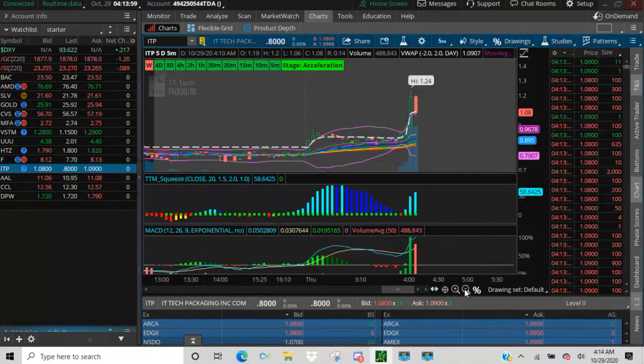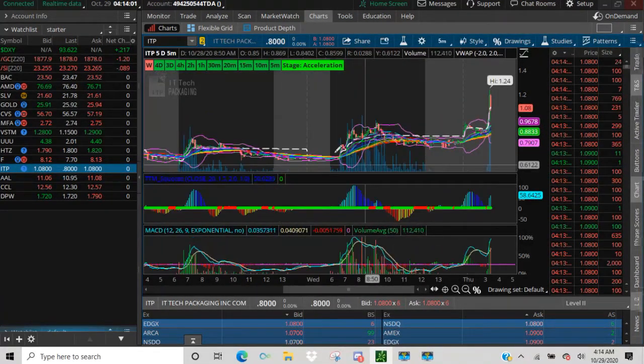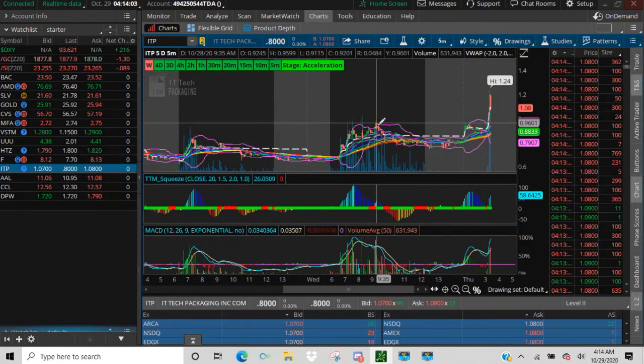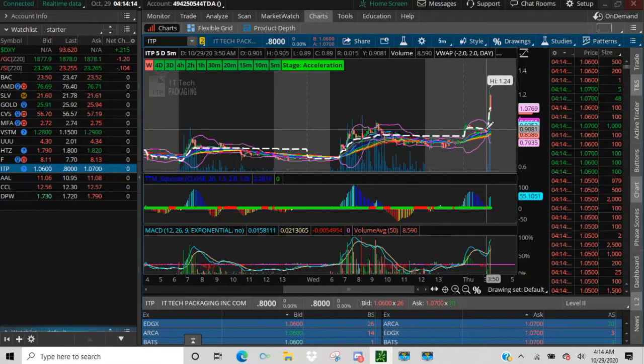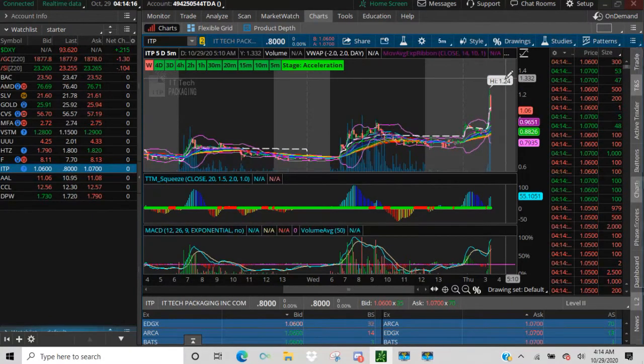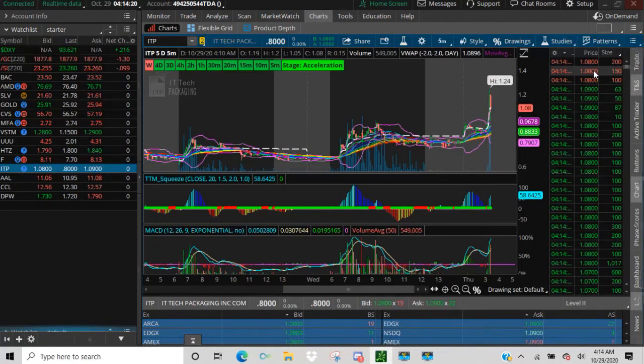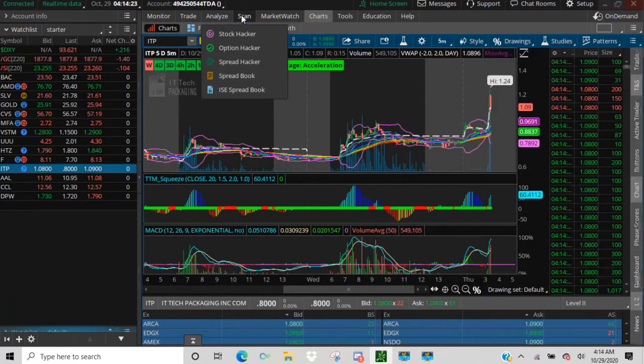Let's go ahead and bring it back out. So yesterday it hit, looks like maybe 96 cents. So yeah, from 82 cents to 96 cents. And again, alerted today at 90 cents. And we are now, it did hit $1.24. It's pulled back, but it's still in play today. That's how you play these.